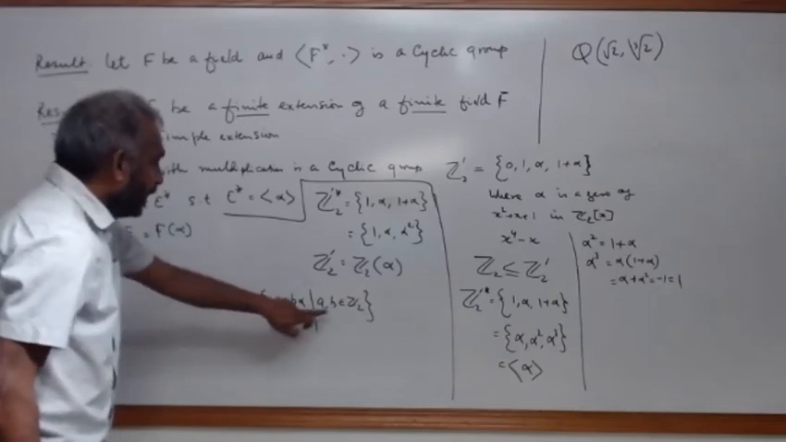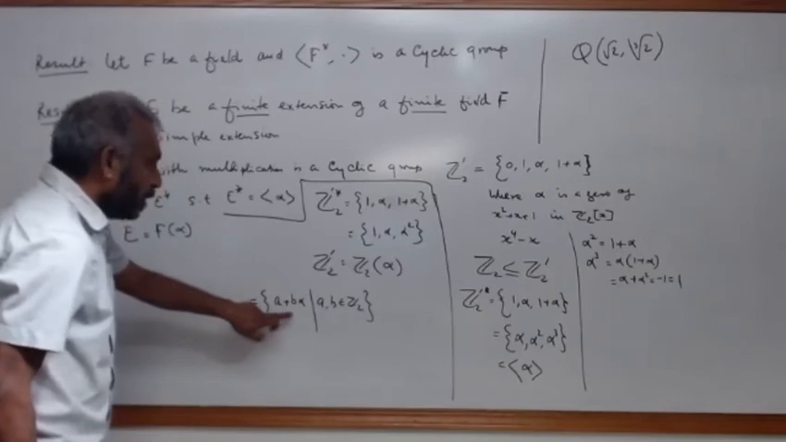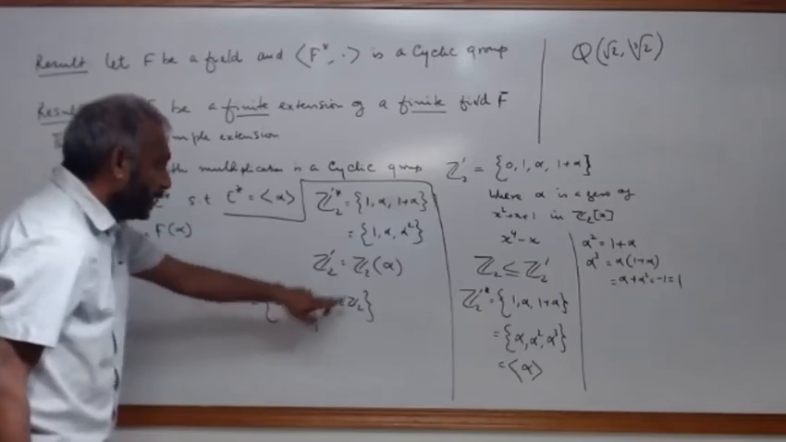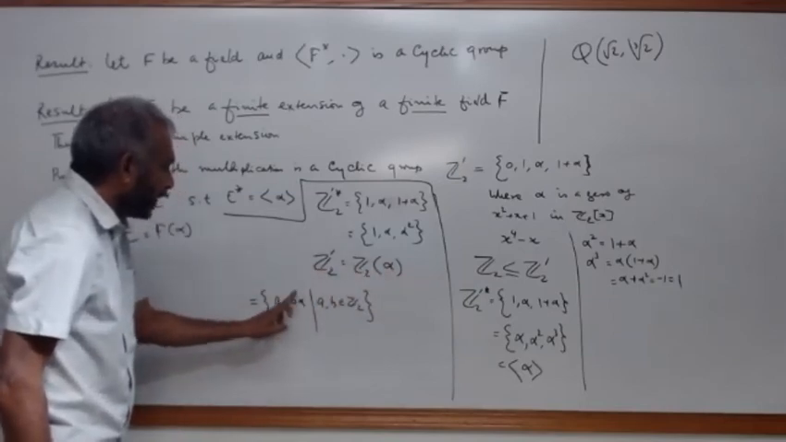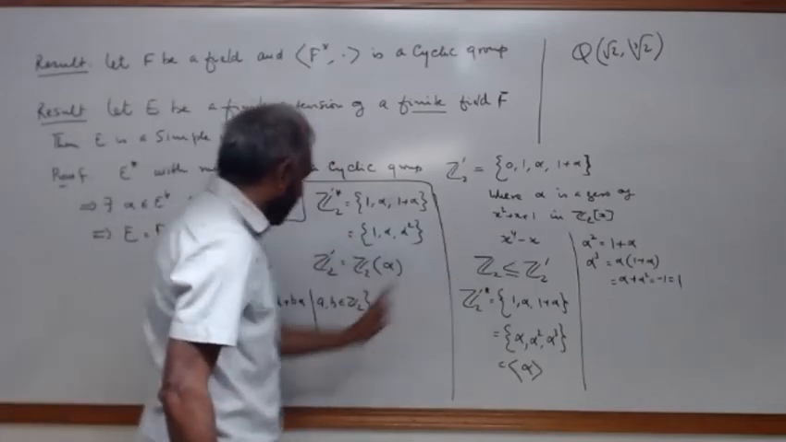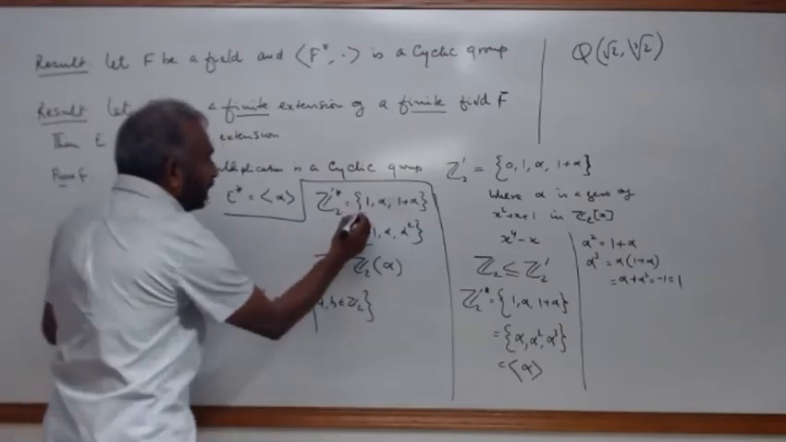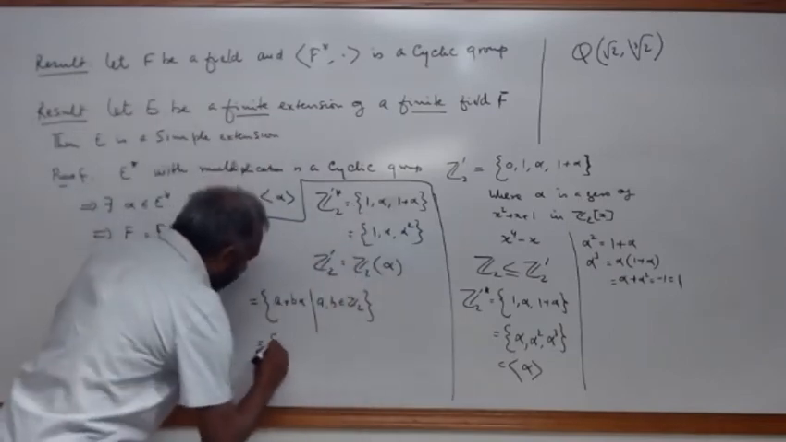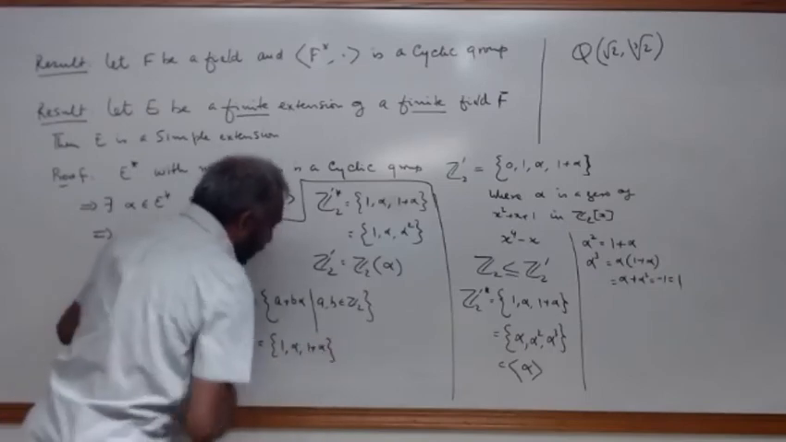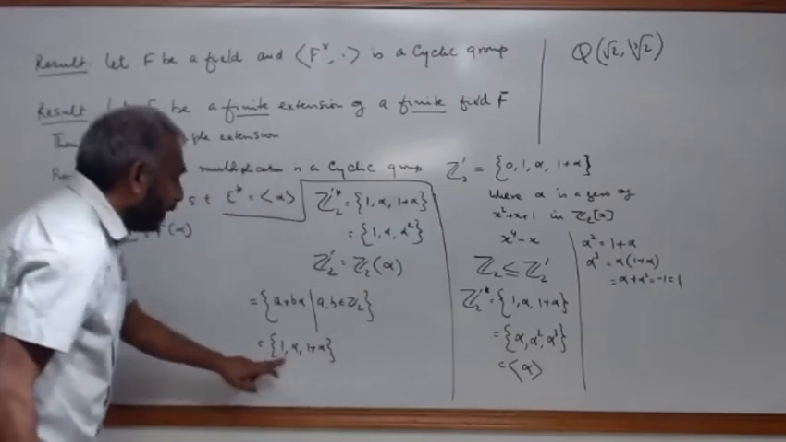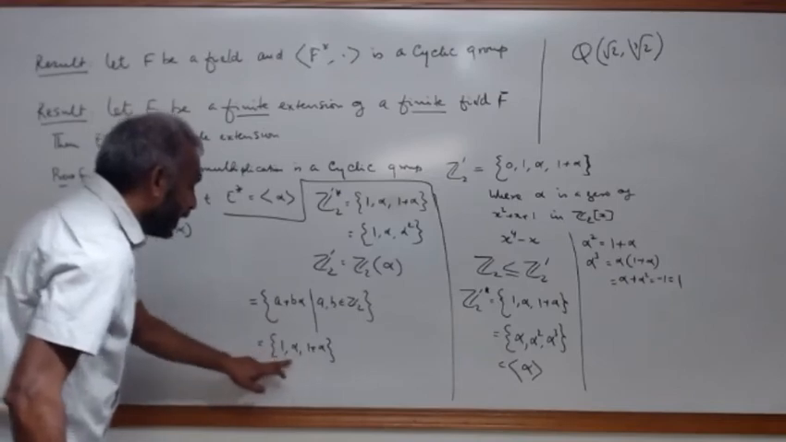Because it contains all the polynomials in alpha whose degree is strictly less than the degree of this, and that is this. And that is what this one is. That is actually alpha, 1 plus alpha. But this also can be considered as a cyclic group.